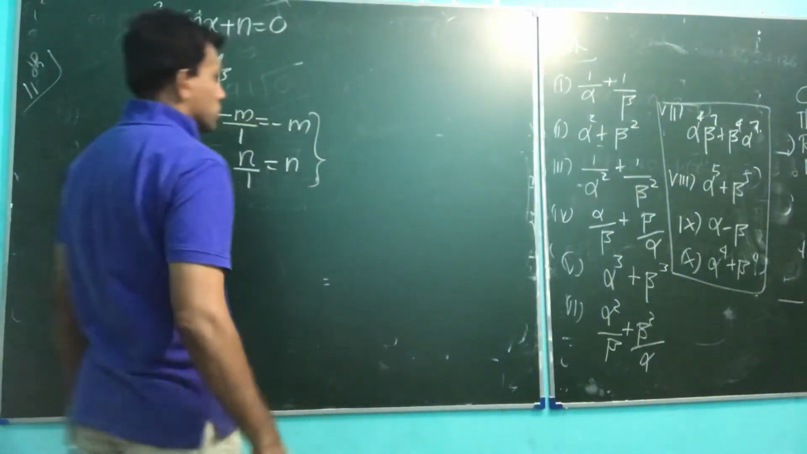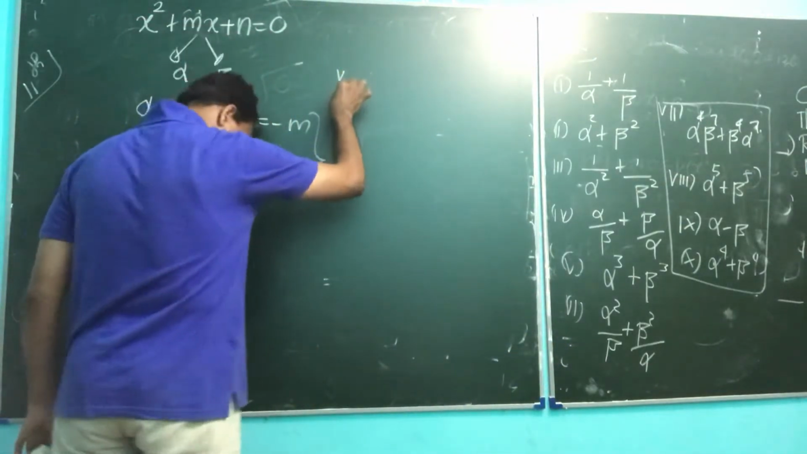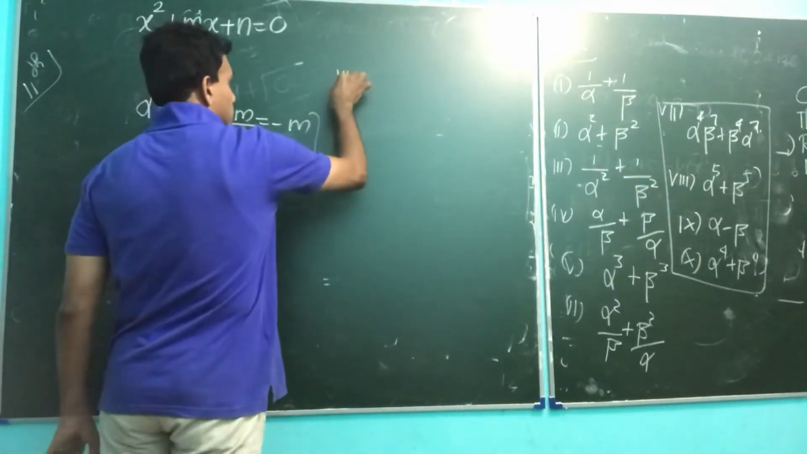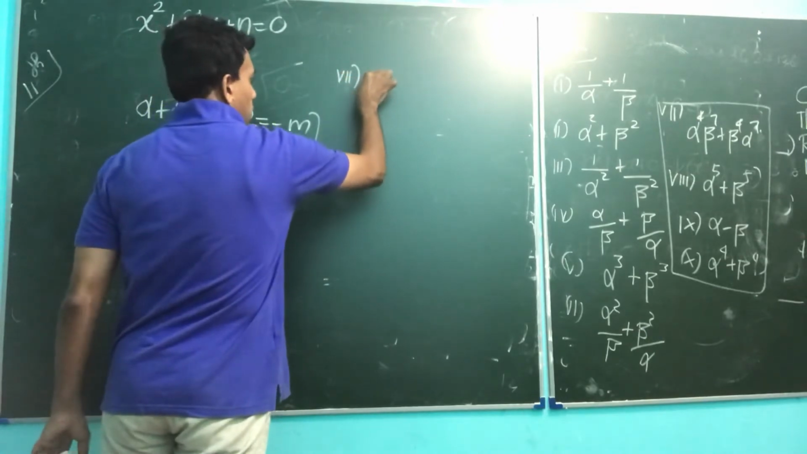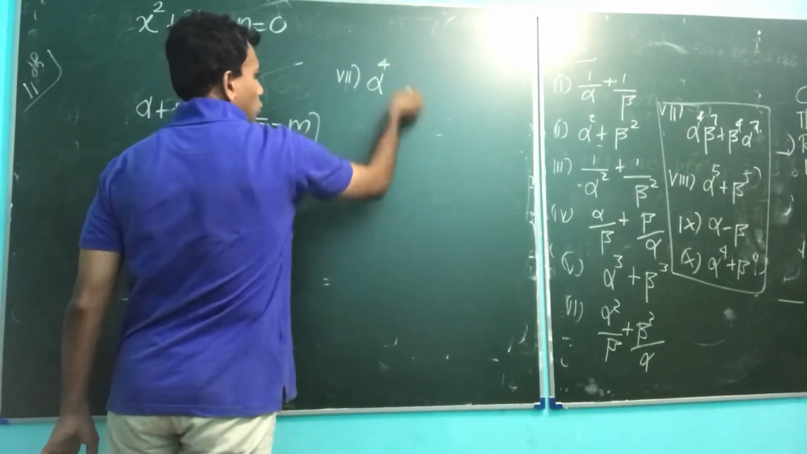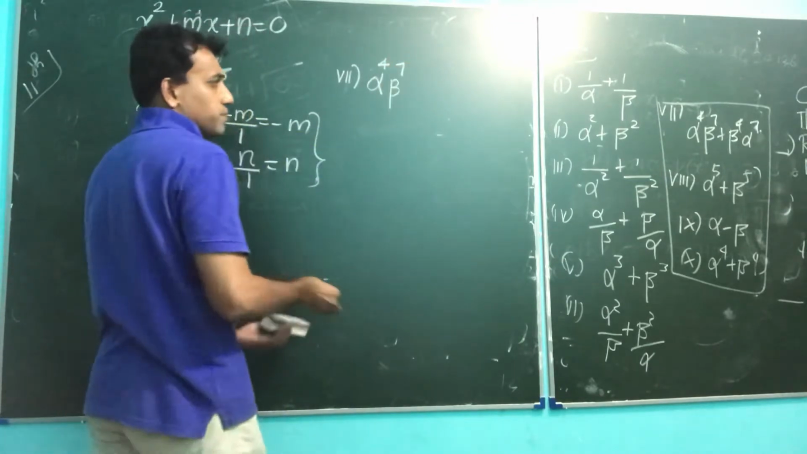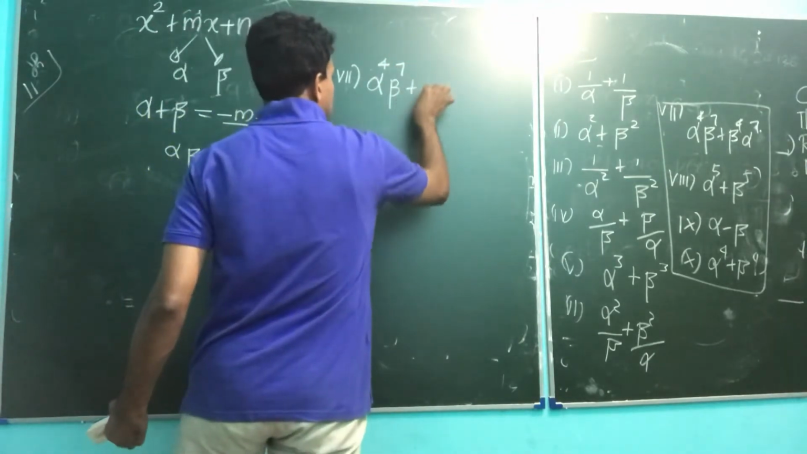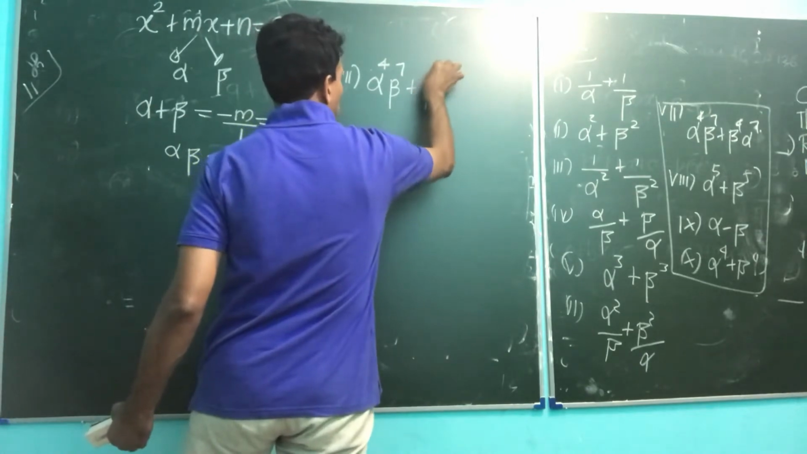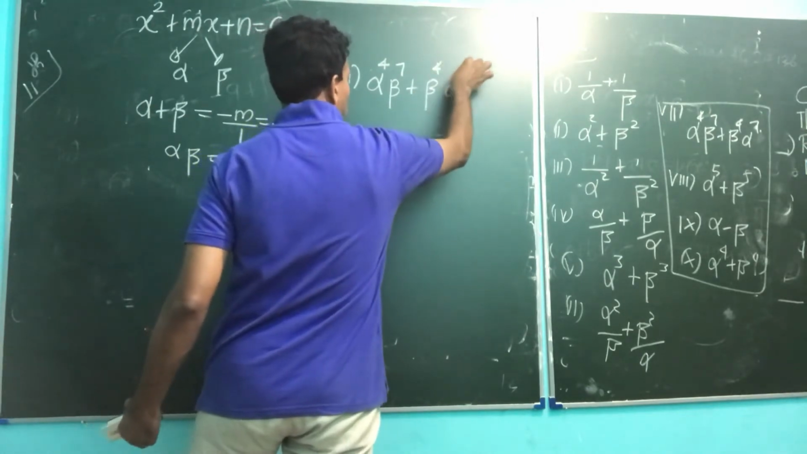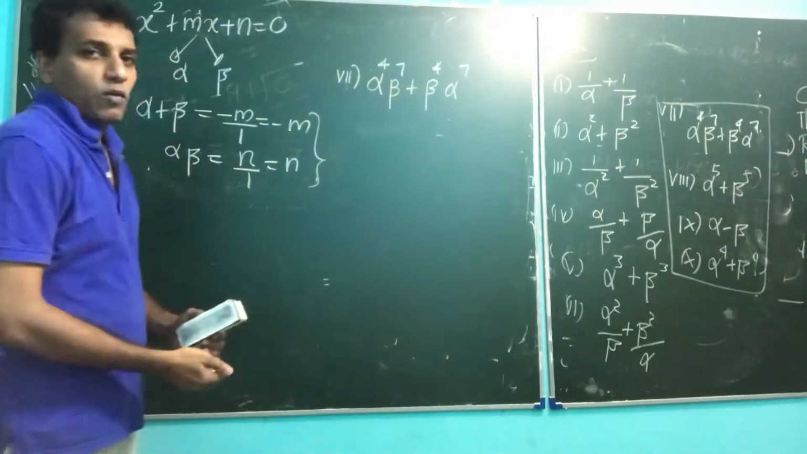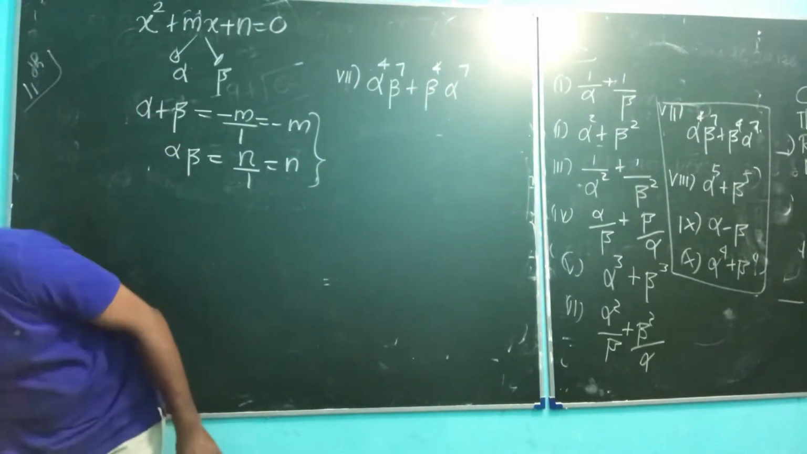Of this morning's questions, problem 7: find the value of alpha to the power 4 beta to the power 7 plus beta to the power 4 alpha to the power 7.